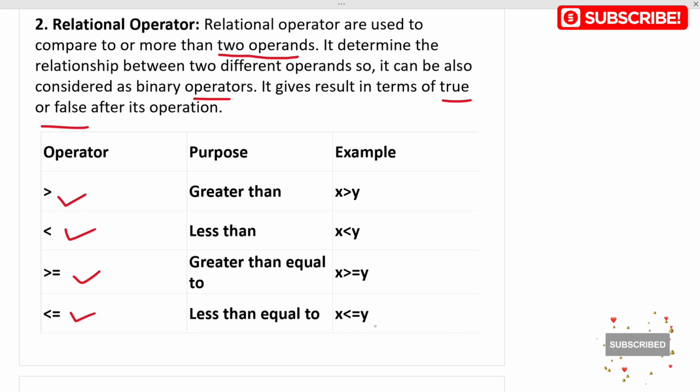Here is an example: x is greater than y, you can say. If this condition is true, it gives the true result. If this condition is false, it will provide a false result. It will be tested when there are values of x and y. We will check examples in the next videos.